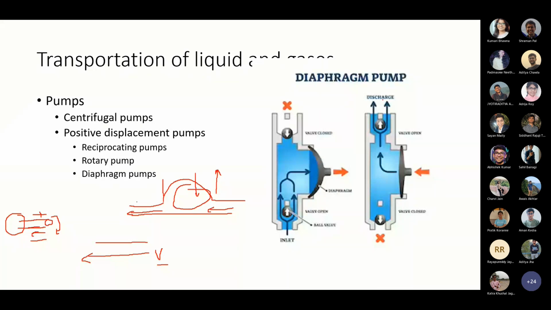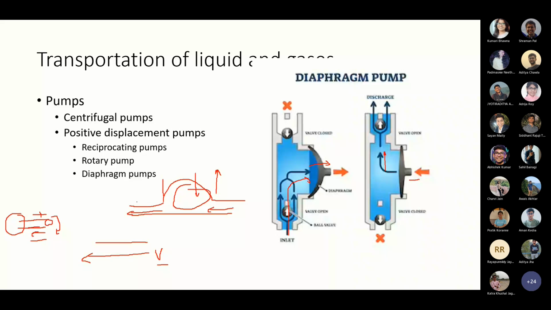So that is what happens here. When you push the diaphragm in this direction, whatever fluid is present in this region goes outside, to the discharge line. When I pull this diaphragm, since that will create a suction, the fluid enters into the pump.